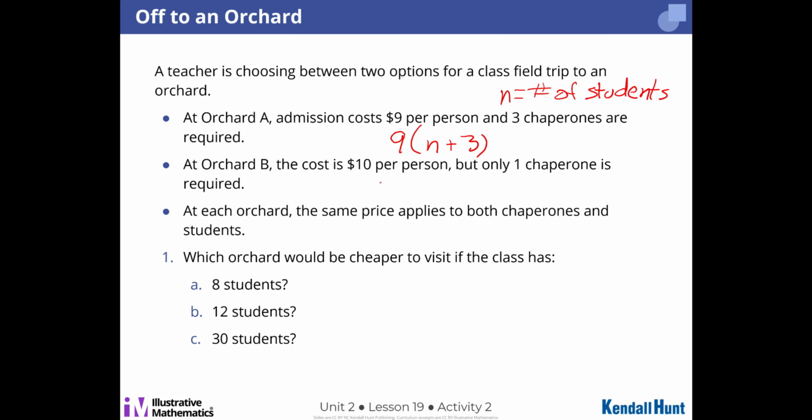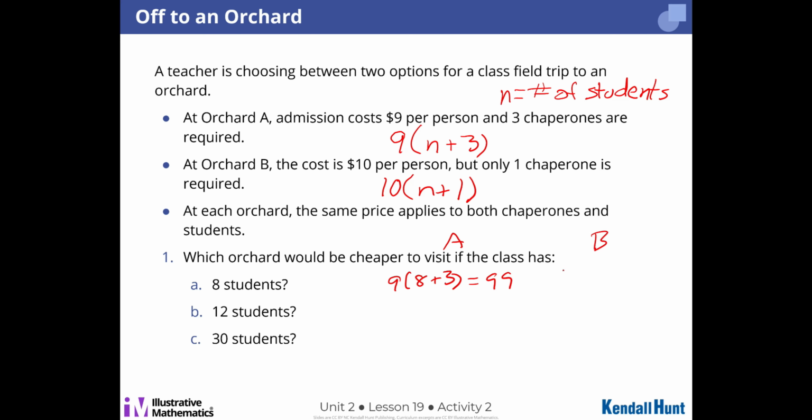For orchard B, the expression would be 10(n + 1). Again, n is the number of students. So let's make an A and a B. First we want to do 8 students. So 9(8 + 3). 8 plus 3 is 11, so that gives me 99. So this is orchard A.